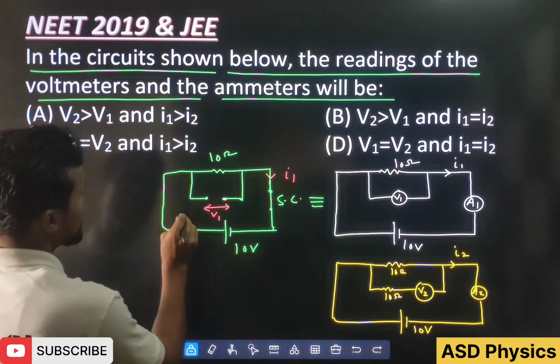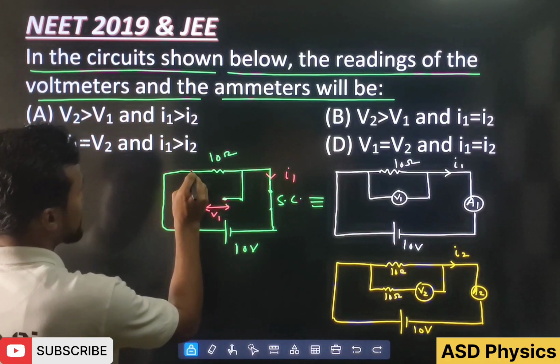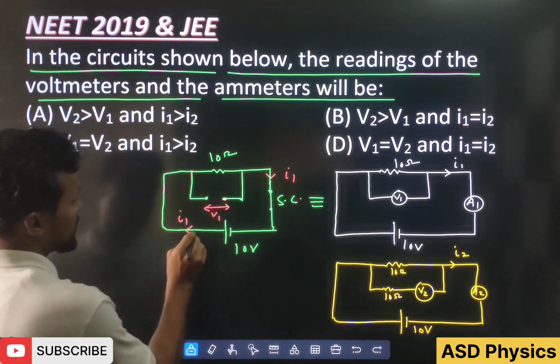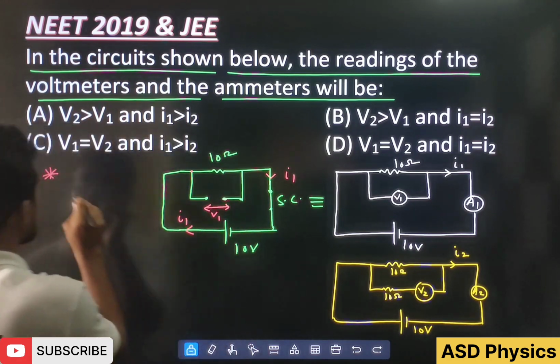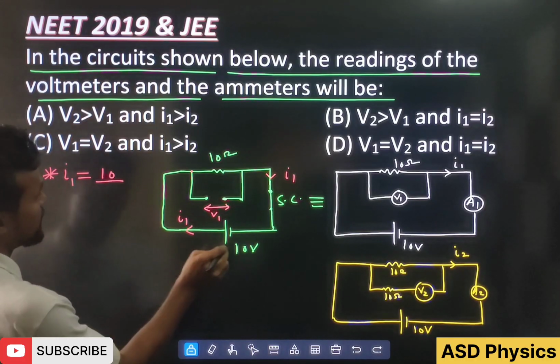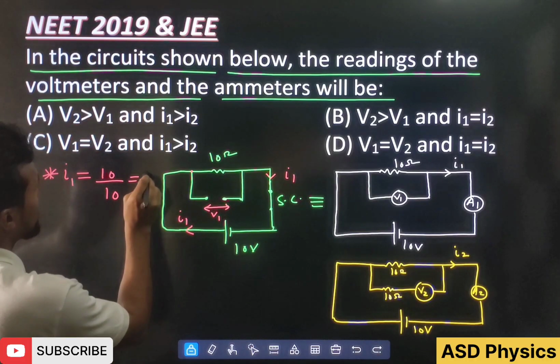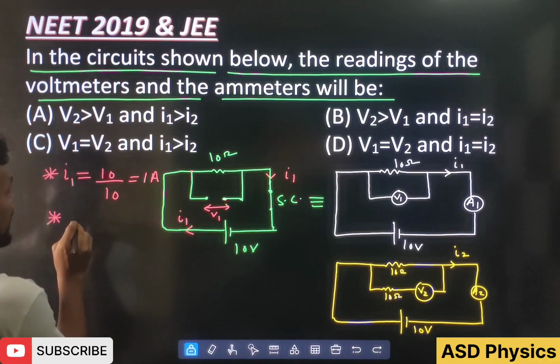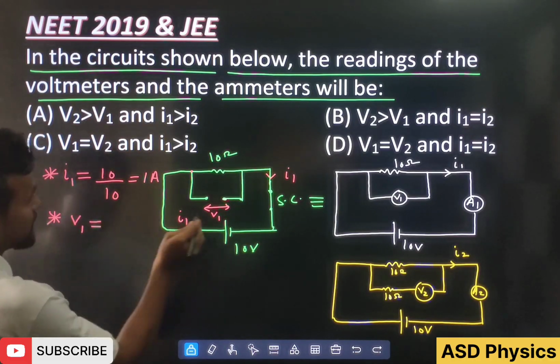So here also how much current will flow? I1 only. Why? Because when the current reaches the voltmeter, it cannot flow since this is an open circuit. This I1 is given by V by R. Voltage 10, resistance 10, so 10 by 10 is 1 ampere.